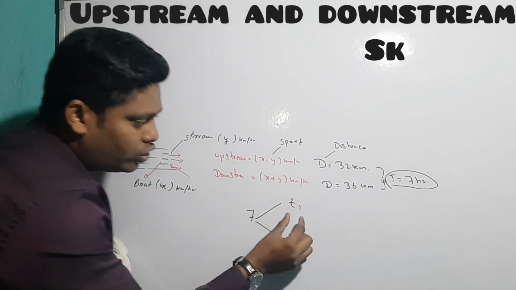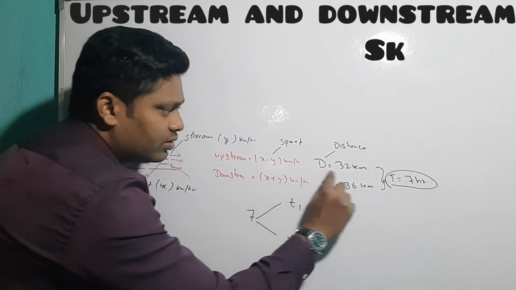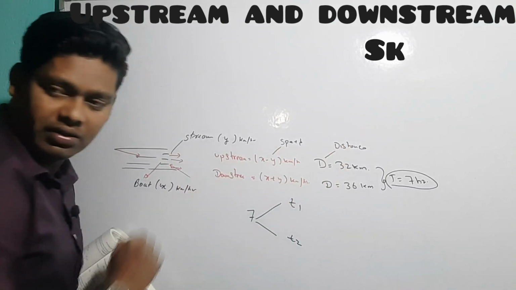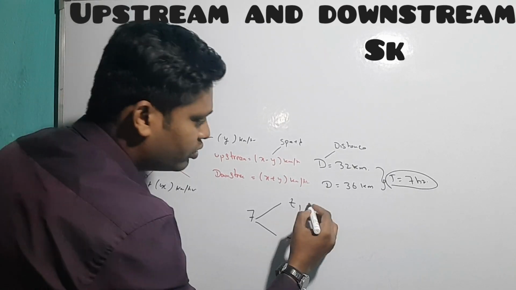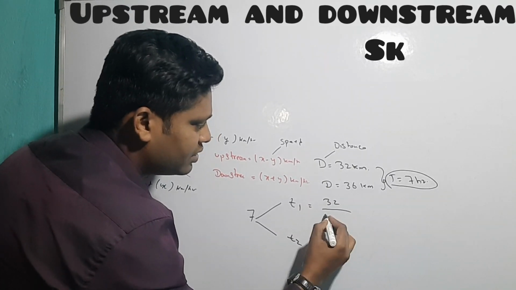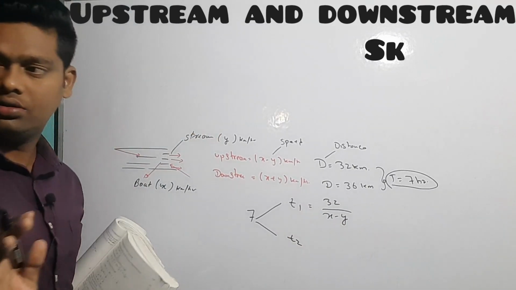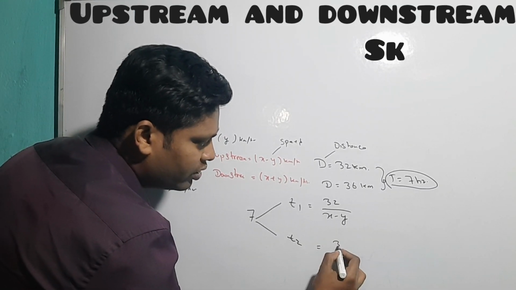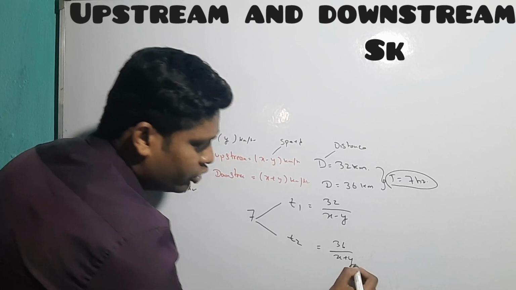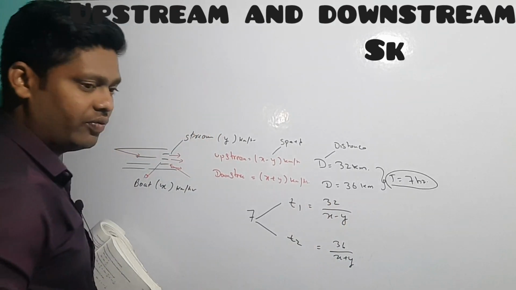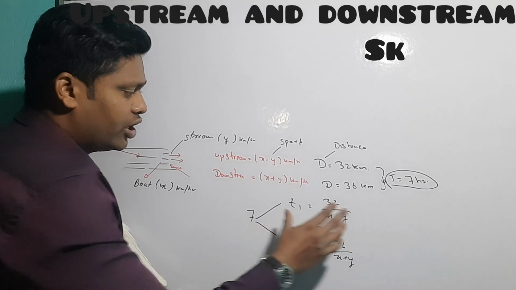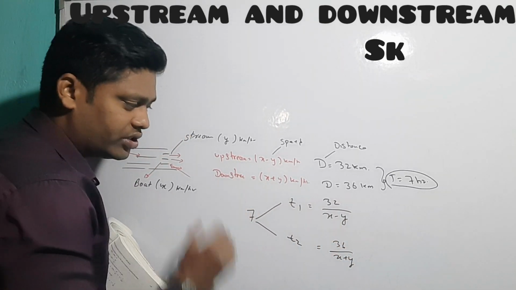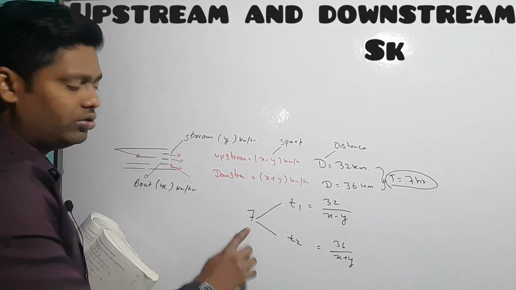Now I need to know the time of this one. What is the formula? Time is equal to distance by speed. So I will write that one only. Time is equal to distance by speed, that is x minus y. Clear? And what about this one? Time is equal to distance by x plus y. This is the time taken during upstream, and this is the time taken during downstream. When I add these two, they add up to 7 hours.